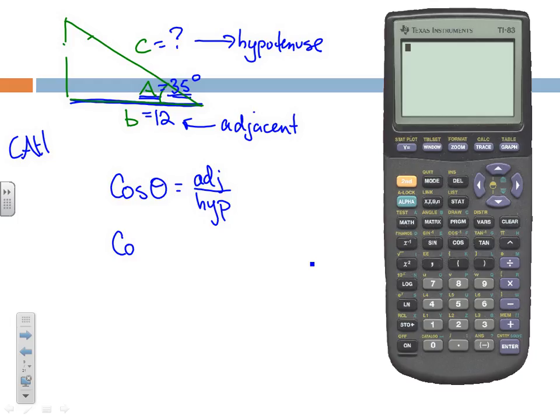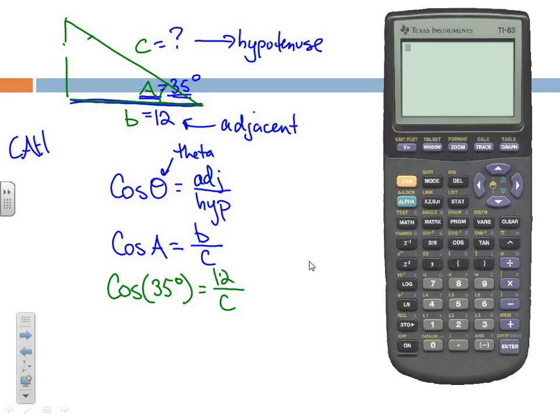The angle that we're using here is angle A, so I'm going to replace my theta, that's this thing right here, with angle A. Then I'm going to replace my adjacent side, which is B, and my hypotenuse side, which is C. Now I can substitute right into this equation. Cosine of my angle, which is 35 degrees, that's angle A, is equal to side B, which is 12, divided by side C, which is my unknown.